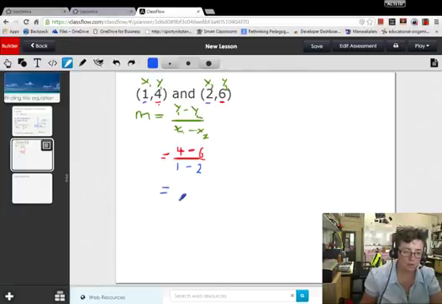1 minus 2 is minus 1. And 4 minus 6 is minus 2. So our answer is a minus divided by a minus is a plus. 2 over 1 is 2. So the slope of this line is 2.